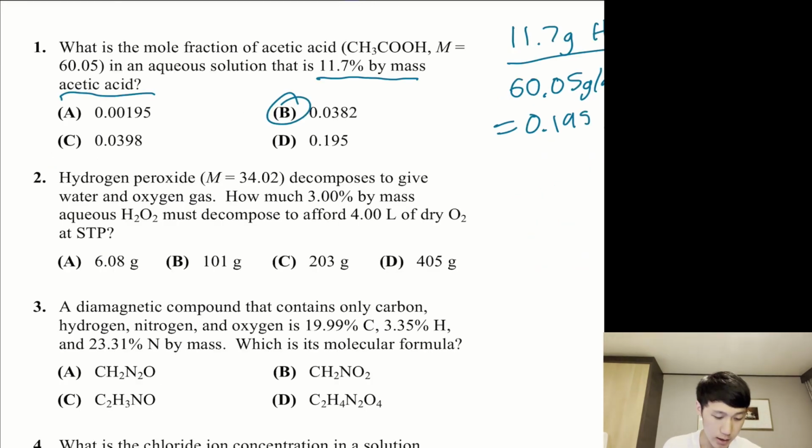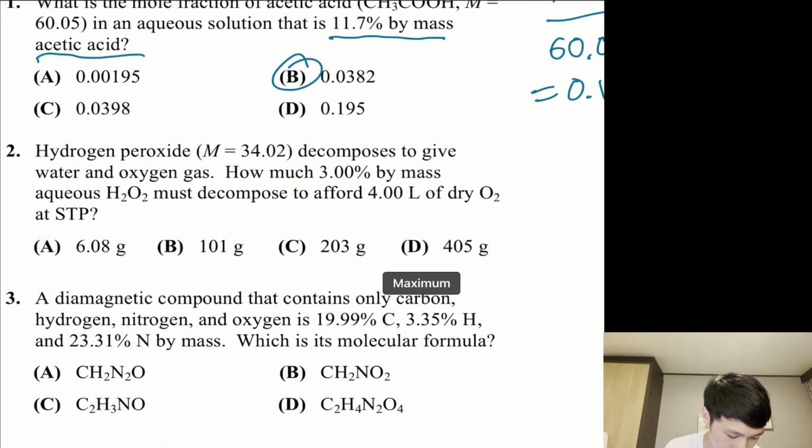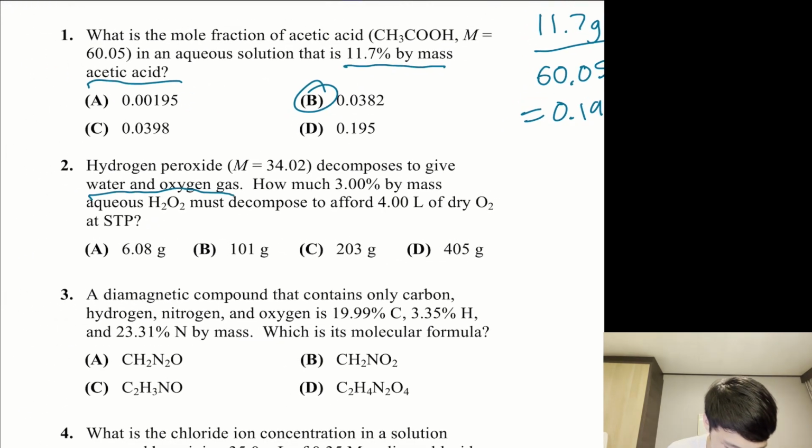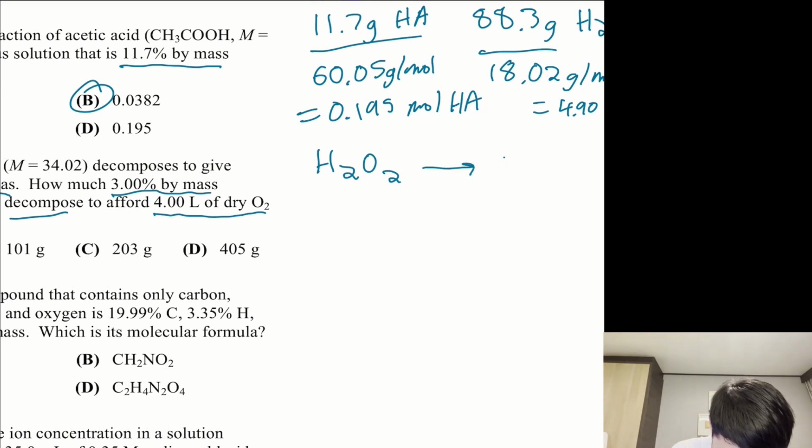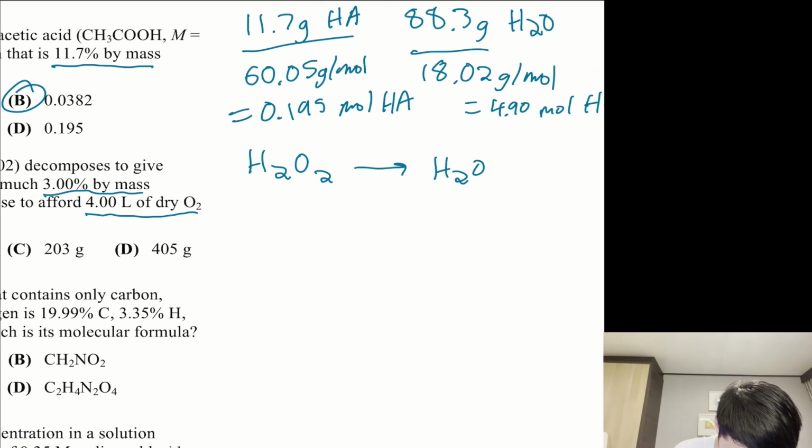Problem 2. Hydrogen peroxide decomposes to give water and oxygen gas. How much 3% by mass aqueous hydrogen peroxide must decompose to afford 4 liters of dry oxygen at standard temperature and pressure? So to do a problem like this, it's always best to start with the balanced equation for what's going on. And we're told it's the decomposition of hydrogen peroxide into water plus O2.